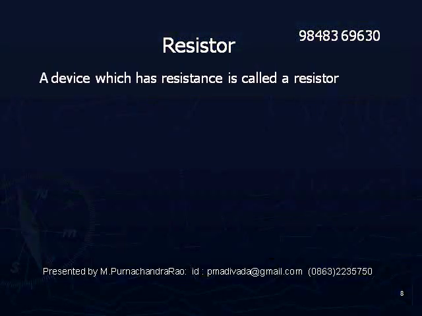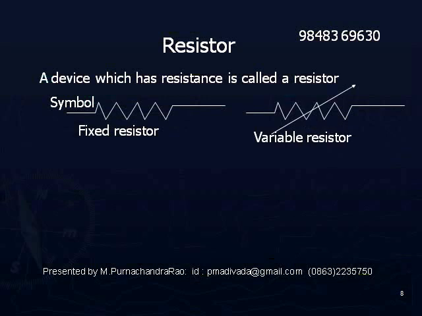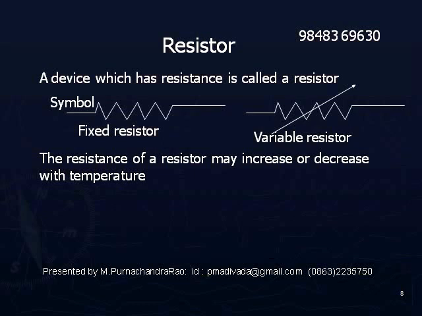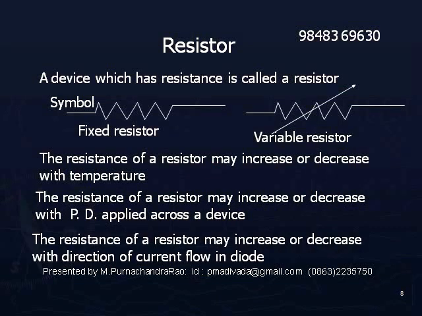A device which has got resistance is called a resistor. Sometimes we represent fixed resistance by the above figure and variable resistance by the figure below. The resistance may increase or decrease with temperature. Sometimes the resistance increases and sometimes it decreases. Also, with PD, by applying increasing PD, the resistance may increase or decrease in certain devices.